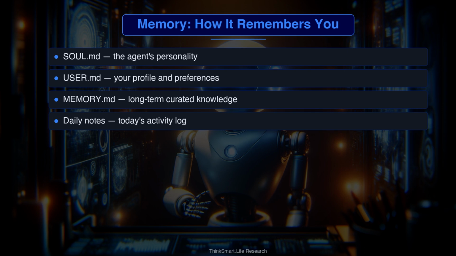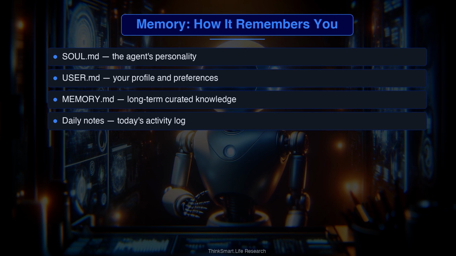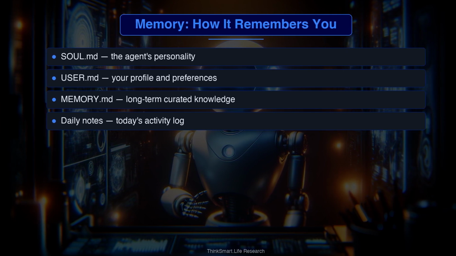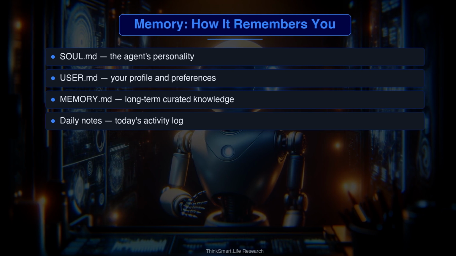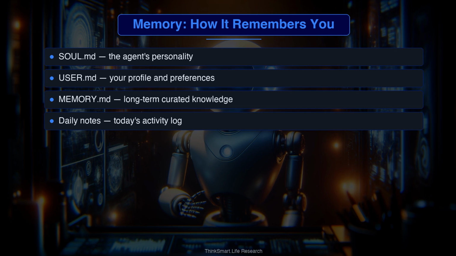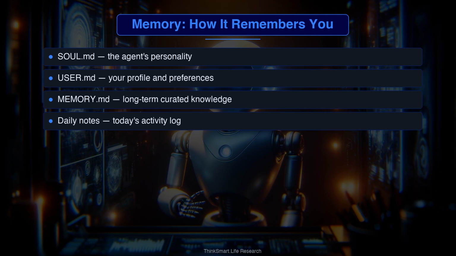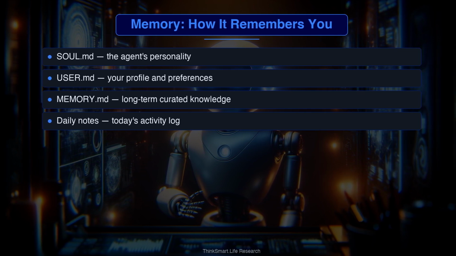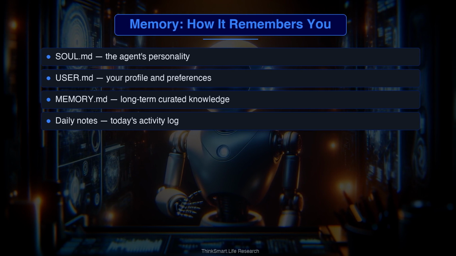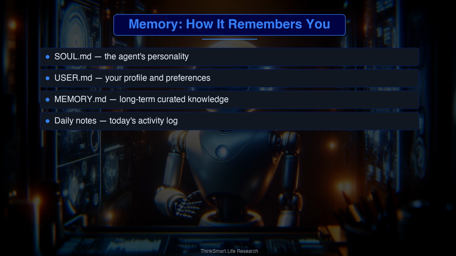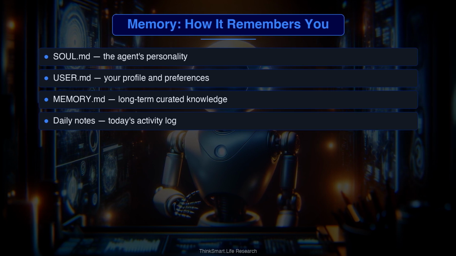OpenClaw connects to the messaging apps you already use: Telegram, Discord, WhatsApp, Slack, Signal. You message it just like texting a friend: text, voice notes, images, links, and it replies with both text and voice. The communication is also bidirectional. Your agent can proactively reach out to you when something matters, like an urgent email, an upcoming calendar event, or a completed task.